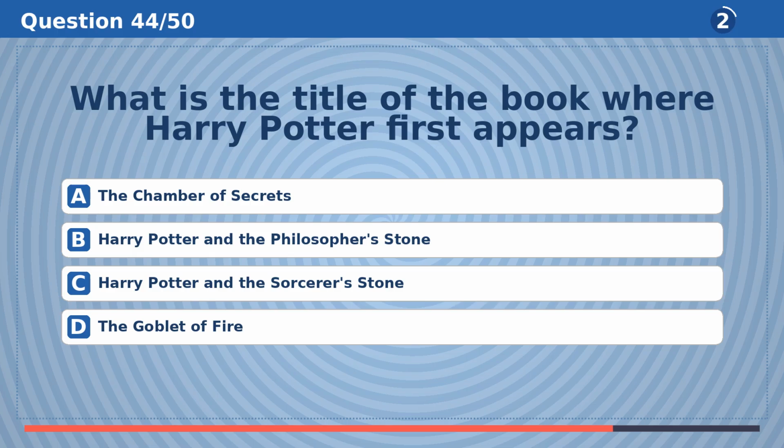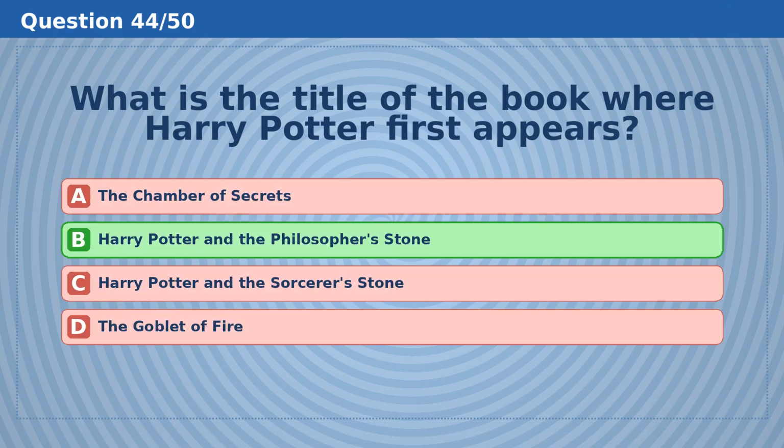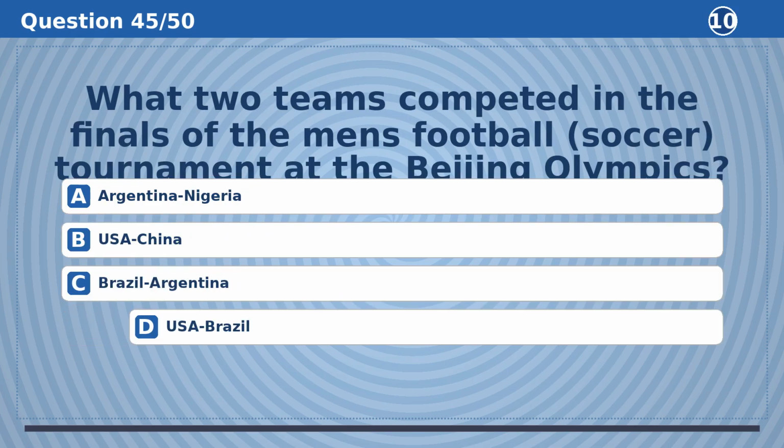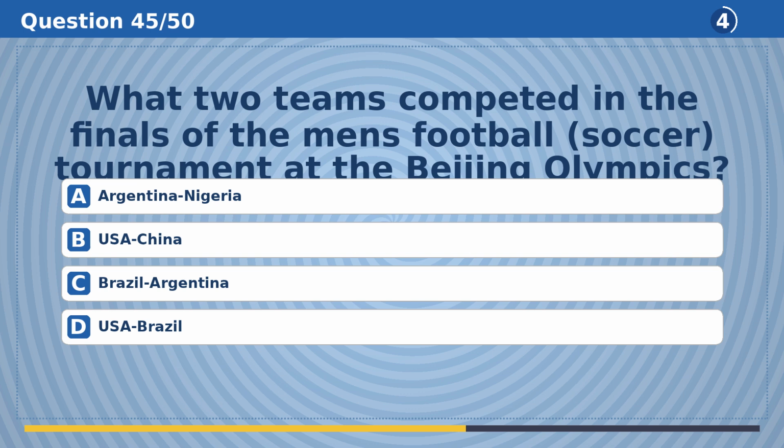What is the title of the book where Harry Potter first appears? The answer is B. Harry Potter and the Philosopher's Stone.